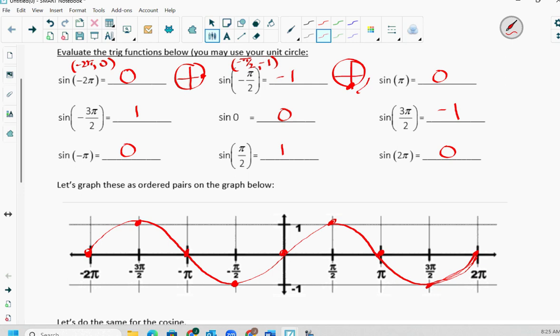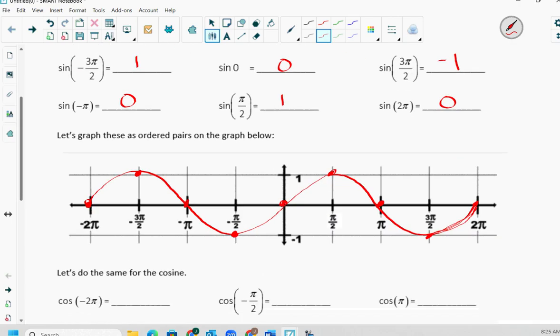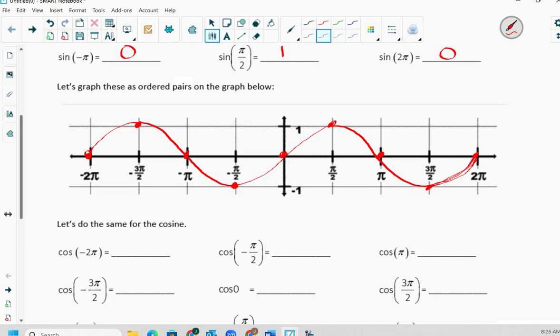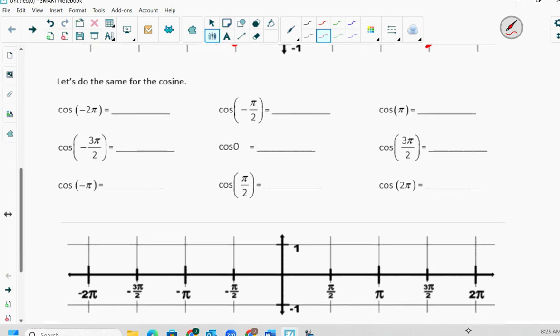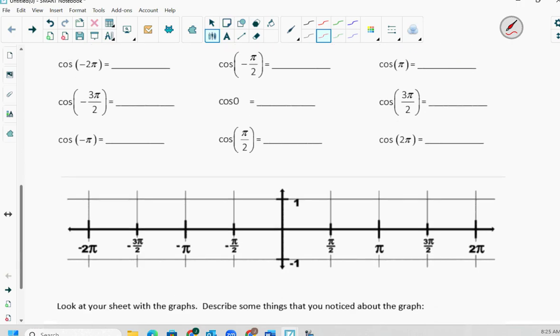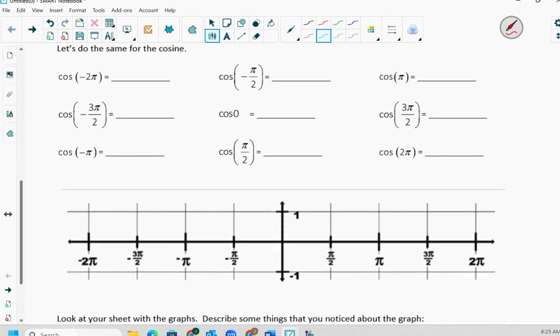Anybody have questions on the parent graph for sine? Okay. Anybody need more time on it? Okay. Let's look at cosine now. So again, guys, fill in, evaluate these cosine points, and then try to plot them for me, okay? I'll give you a minute.